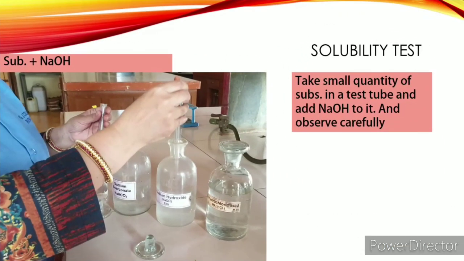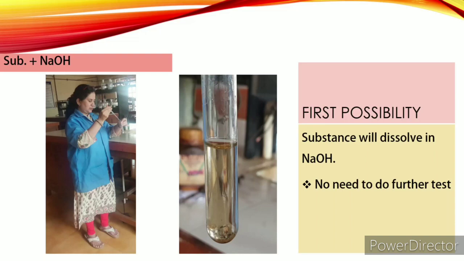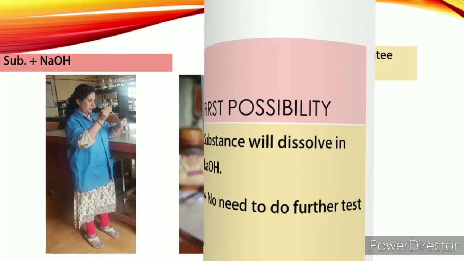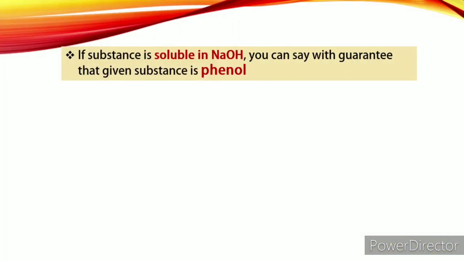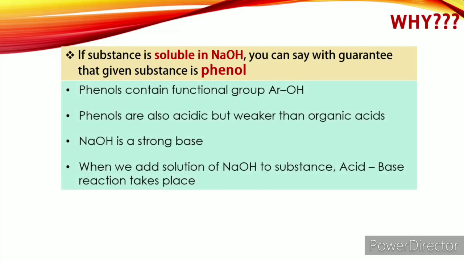Now the next test is substance plus NaOH. Again consider two possibilities. The first possibility is that your substance is soluble in NaOH. So again you will stop at this very moment and you will say that the given substance is phenol. Now why? Because phenols are compounds containing the group ArOH, that is, a hydroxyl OH group attached to an aromatic ring.